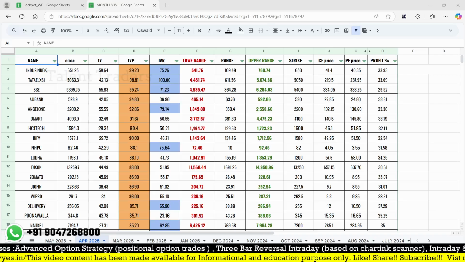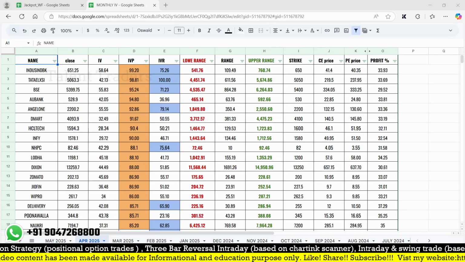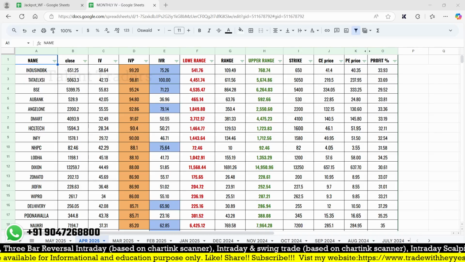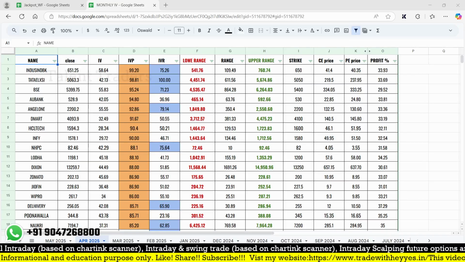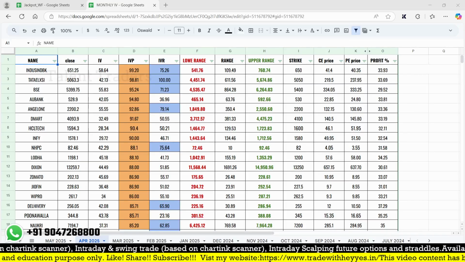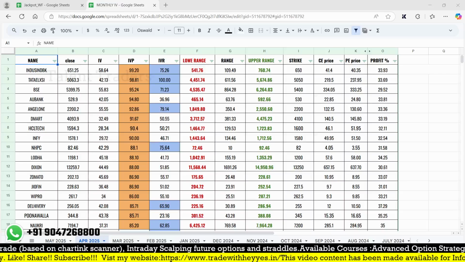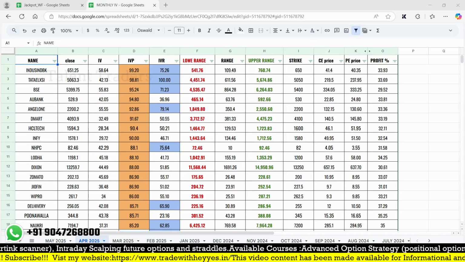So this month, April is now ending today, and we are looking for the May contract. From the F&O segment, there are almost 216 stocks in the F&O category at this moment, and from that we have to find out the highly volatile stocks.